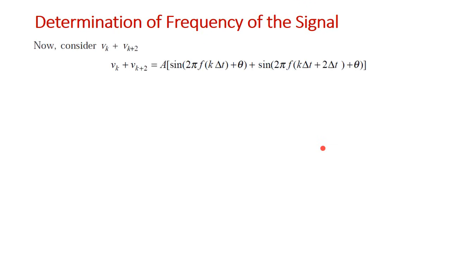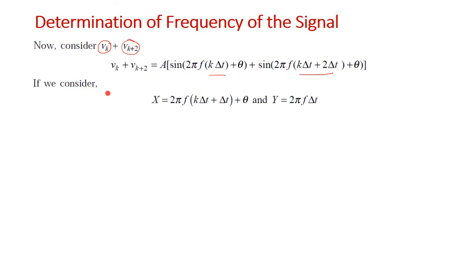How will we do it? Let us see. First let us determine the frequency of the signal. Let us consider the summation of Vk and Vk plus 2. Just by substituting the expressions of Vk and Vk plus 2 in this equation, we will get A times sine of 2 pi f k delta t plus theta plus sine of 2 pi f k delta t plus 2 delta t plus theta.